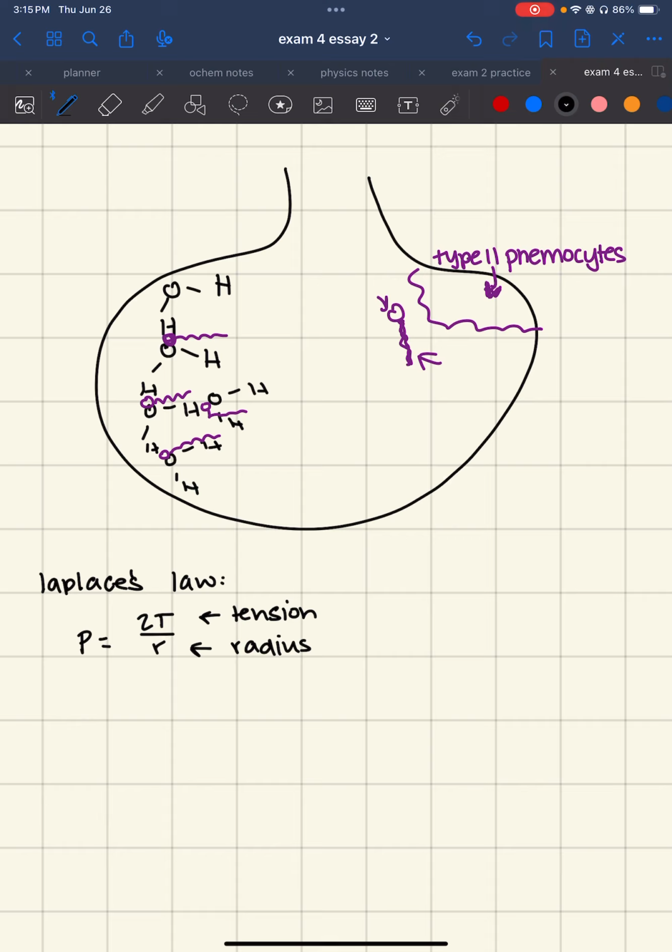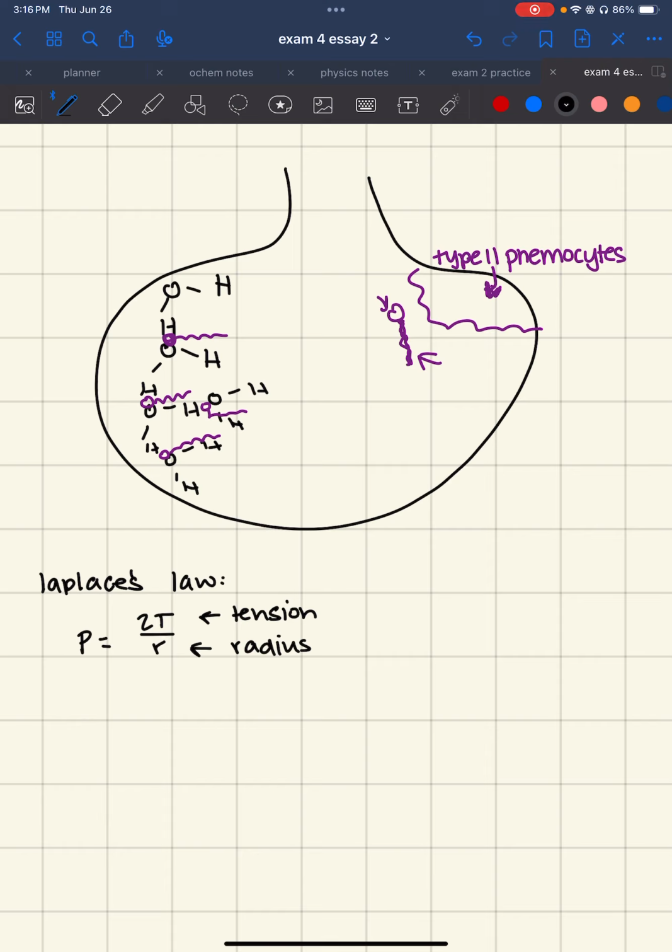If the tension is really, really low, then like if we have really, really low surfactant, the pressure will be higher because, wait, hold on. Yeah, the pressure will be higher because we, now I have to really think about this.